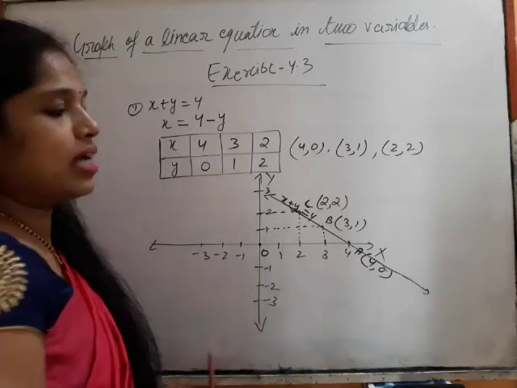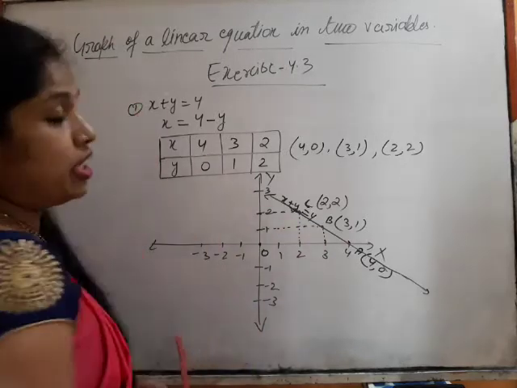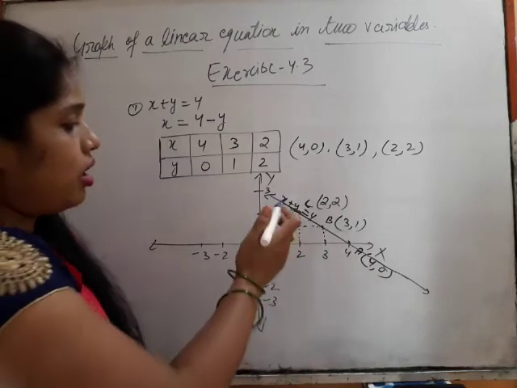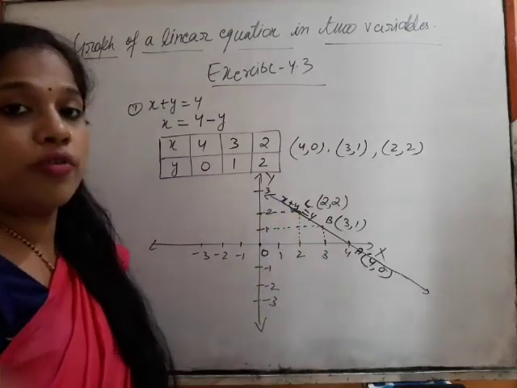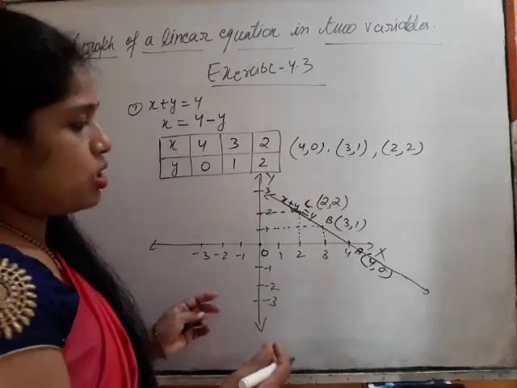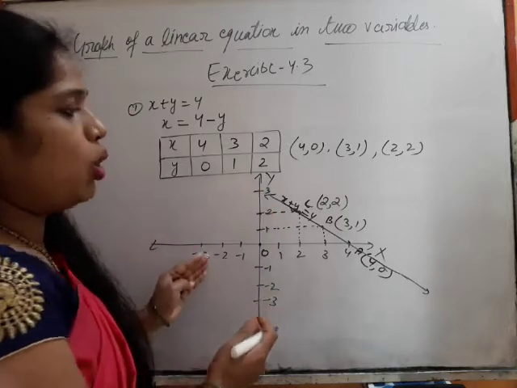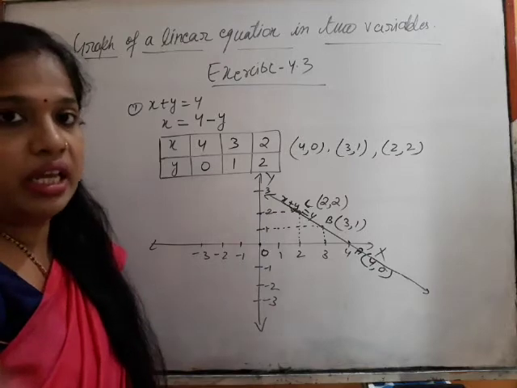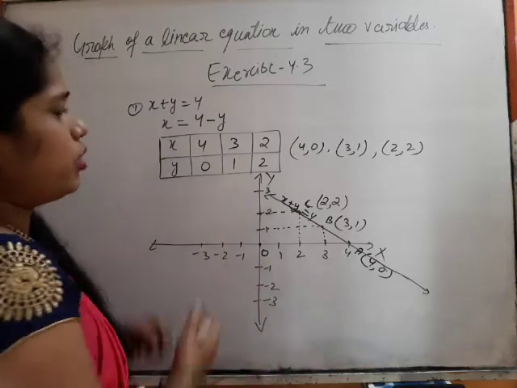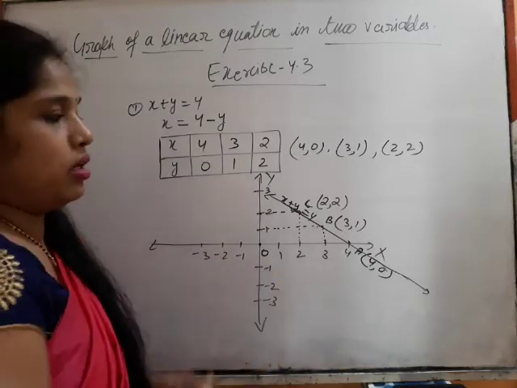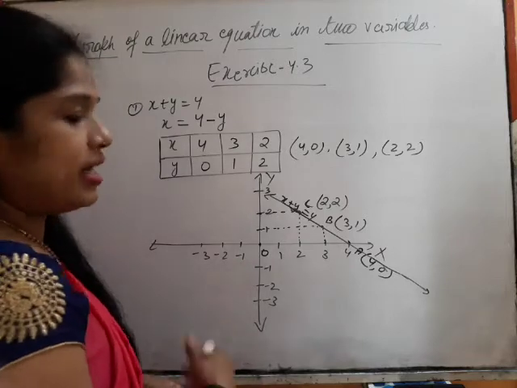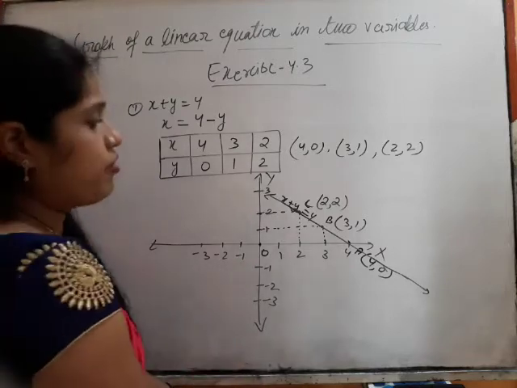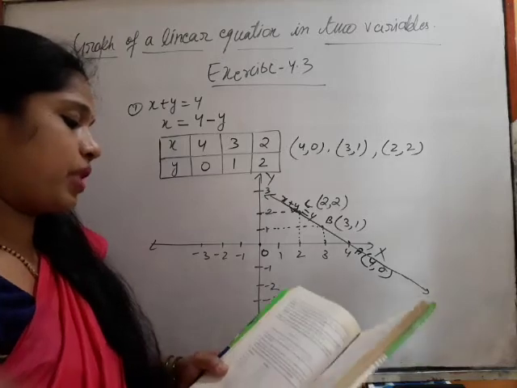This line is nothing but this equation in two variables, x plus y equals 4. Okay, so this is how we represent, we plot graphically, geometrically, a linear equation in two variables. Now let us have another question from the same exercise.